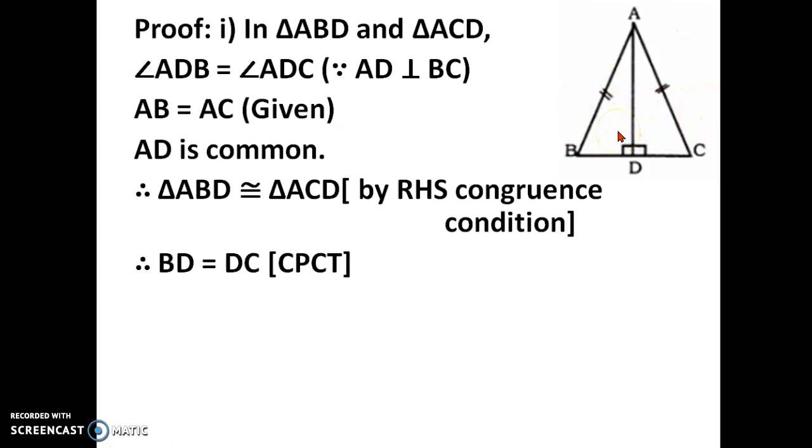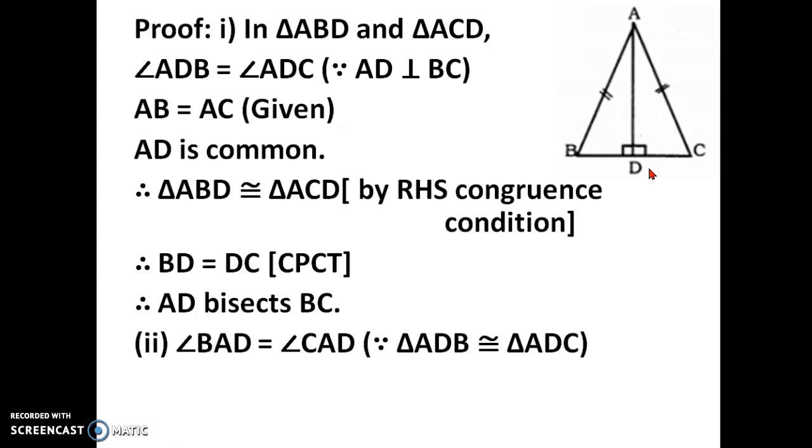Okay, then if it is congruent means BD is equal to DC. That is, this one more side of the triangle is there, no? That is BD and DC. These two are equal. Why? Because corresponding parts of congruent triangles. By that we can say that these two are equal. If these two are equal means what? AD is bisecting the line BC. Okay, this line AD is there, no? That only bisects the line BC. So that's the first proof.